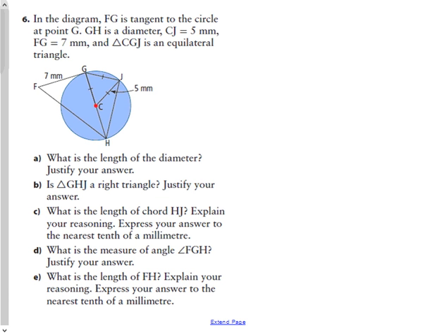All right, question 6 says, in the diagram, FG is tangent to the circle at point G. So right away, this is tangent to the circle, which means I'm going to put a 90-degree angle right there. Didn't do any math, just read the first sentence, told me it was tangent, put my 90-degree angle, and now I see that there's a right triangle there that I'm probably going to have to use here eventually. GH is the diameter, and CJ, this one right here, is 5 millimeters. FG is 7 millimeters, and triangle CGJ is an equilateral triangle.